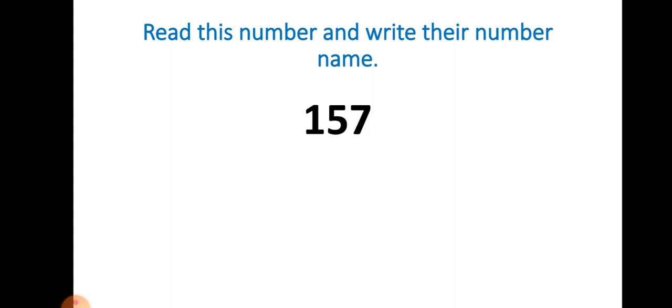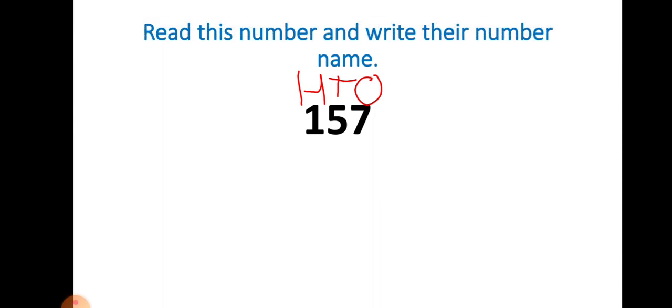Next number 157, 3 digit number. Now how to read this number? 7 is the last number in ones, 5 is in tens, and 1 is in hundred. How to speak this number? Start from the first number. 157.